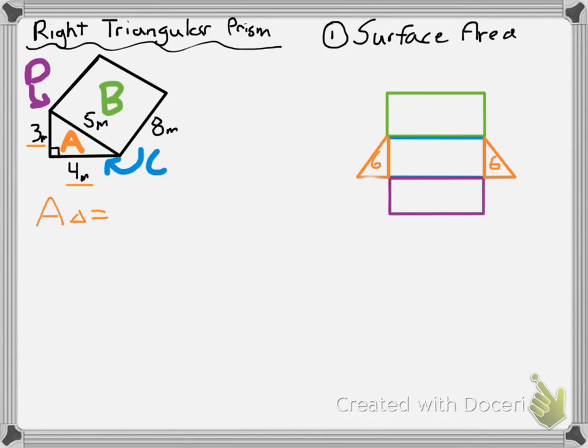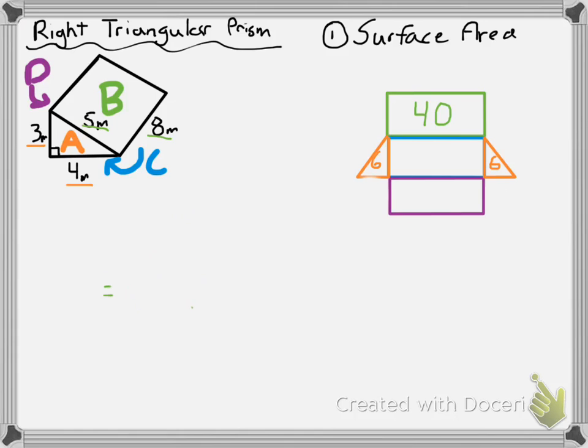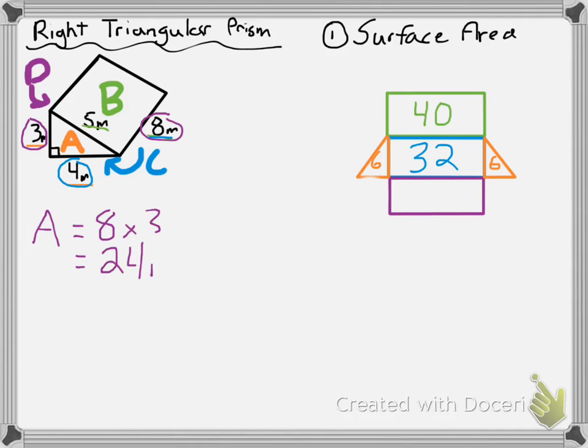Next thing we'll do is start calculating our rectangular faces, which is length times width. So I multiply 8 times 5, 40 meters squared. We'll erase that. Now we'll calculate C, which is on the bottom here, 4 times 8. If you notice, our height is always the same, or our length, when we're calculating this rectangle. D is the final rectangle, which is 8 times 3, 24 meters squared, and I'll add that to my net.